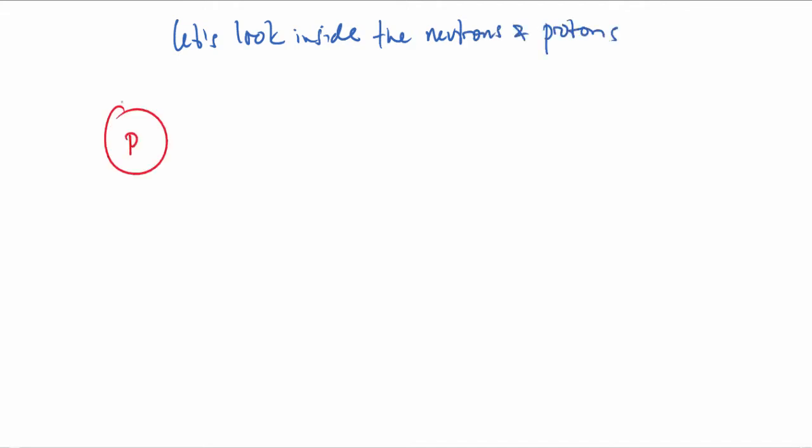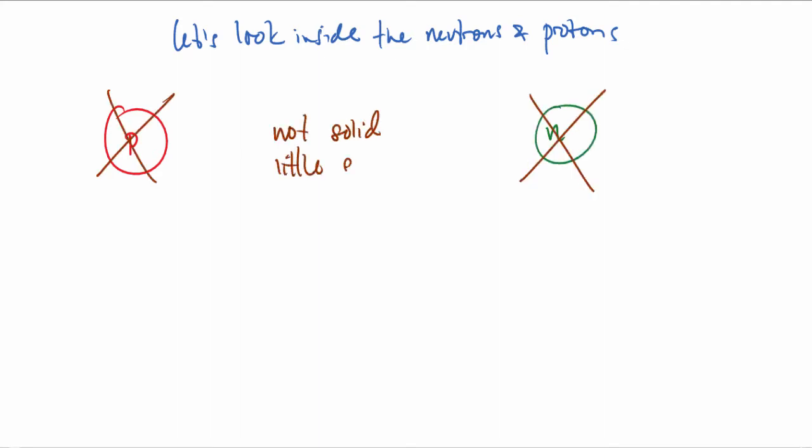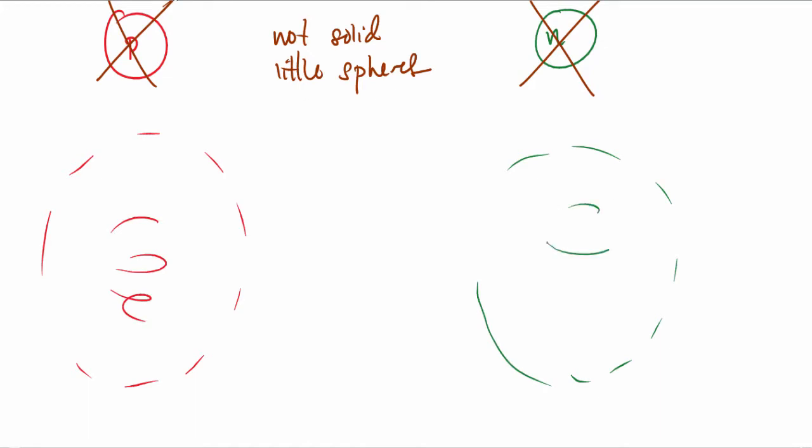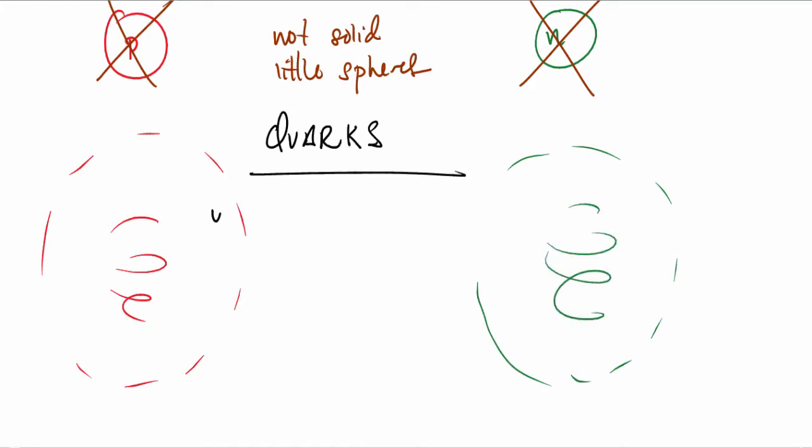First of all, the first thing we notice if we actually look at a proton or a neutron, if we manage to get up close, is that they don't have solid outside boundaries. They are not solid little spheres the way we might imagine. They seem to be made up of various particles going around inside, and the particles going around inside protons and neutrons we call quarks.